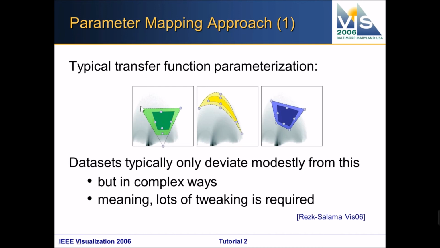Oh, I think I had more. 1, 2, 3, 4, 8 points. Okay, 8 points, right? Parameterize this by 8 points, and essentially these 8 points are 16 values, one in the scalar dimension and one in the gradient dimension. So you have 16 values, a 16-dimensional data set.